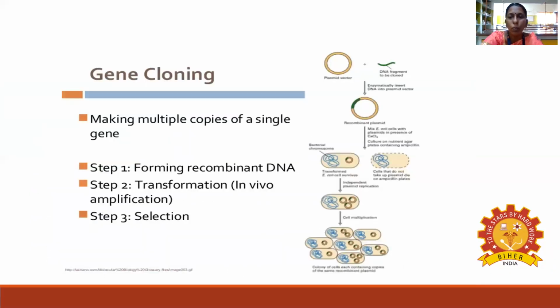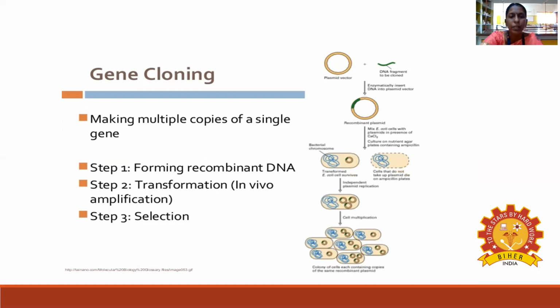So you are taking multiple copies of a single gene. That is the definition of gene cloning: making multiple copies of a single gene. The first step is the forming of a recombinant DNA, and step 2 is called transformation. Transformation is otherwise called the in vivo amplification method.